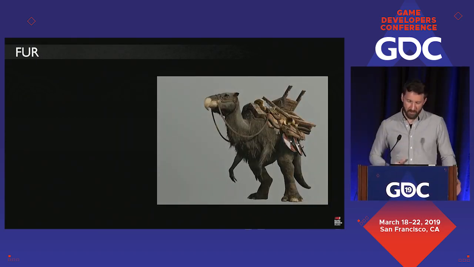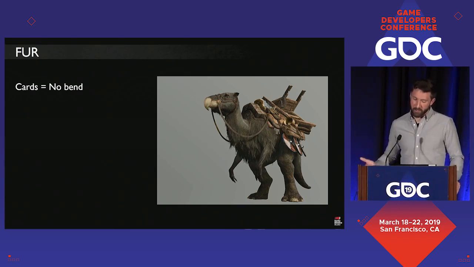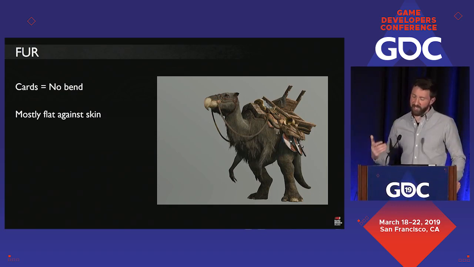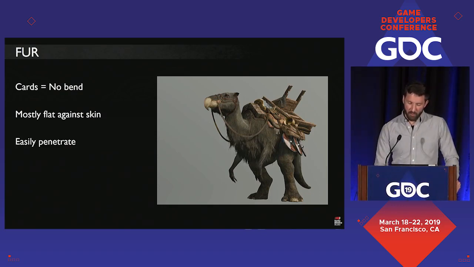Fur can be tricky. It's usually made of single quad cards or triangles, and this means that the bend parameter doesn't do anything because both 1 and 0 don't change no matter the exponent you raise them to. Fur is usually laying flat against the skin, which means that it's easy for even small movements to cause penetration with the skin, and we don't have bend to mitigate that.